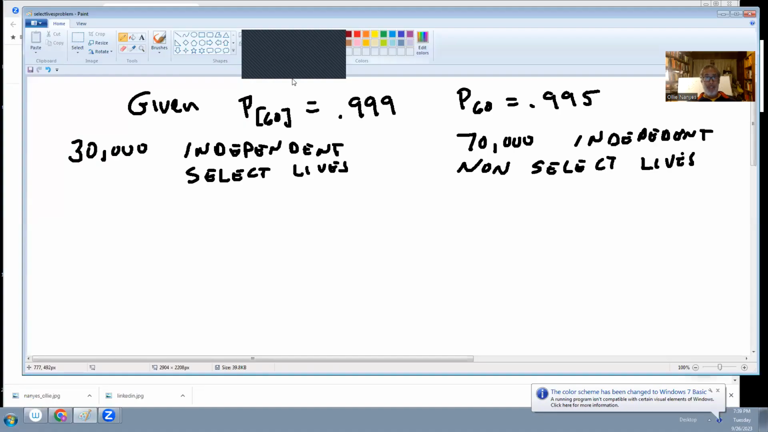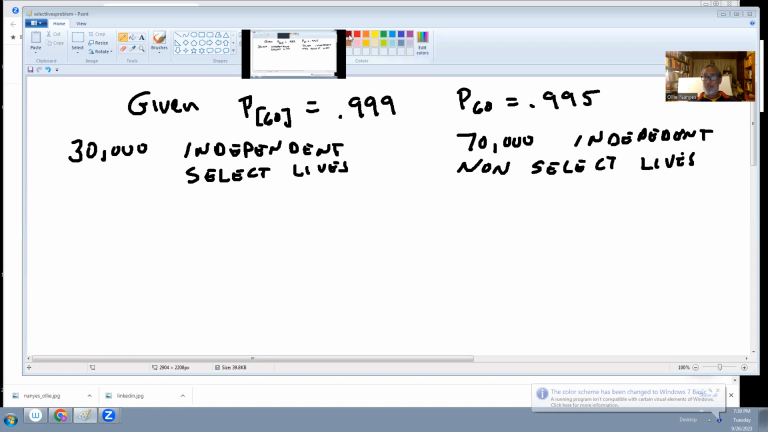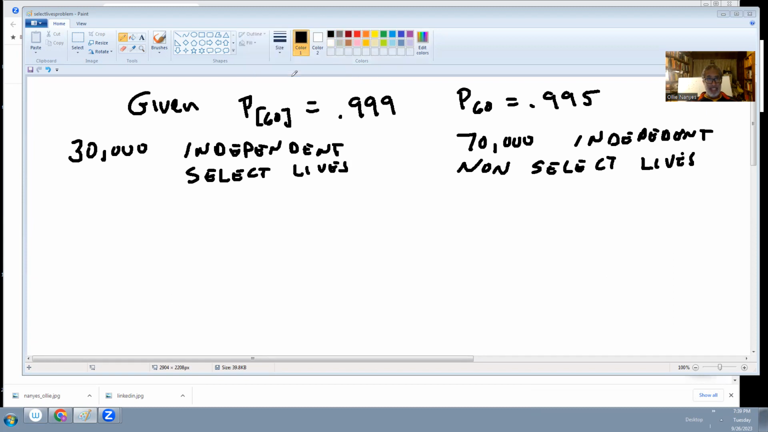Okay, here we go. We're given the following sort of problem. It's a frequent homework problem. Given that we have, in this case, 30,000 independent select lives and 70,000 independent non-select lives. And we're given the following survival probability functions. The probability of a select life age 60 surviving is 0.999, and the probability of a non-select life age 60 surviving the next year is 0.995.